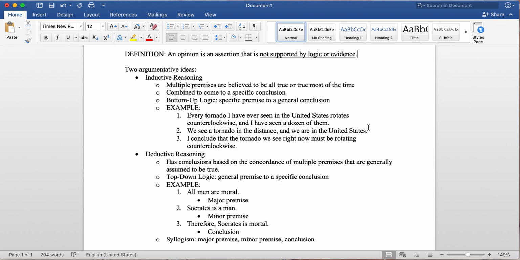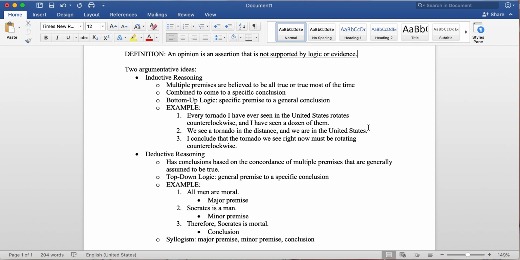Deductive reasoning has conclusions based on the concordance of multiple premises that are generally assumed to be true. Deductive reasoning is sometimes referred to as top down logic, while inductive is referred to as bottom up logic. Deductive reasoning proceeds from a general premise to a specific conclusion, while inductive reasoning proceeds from a specific premise to a general conclusion. My example for deductive reasoning here is: number one, all men are mortal. Number two, Socrates is a man. Number three, therefore Socrates is mortal.